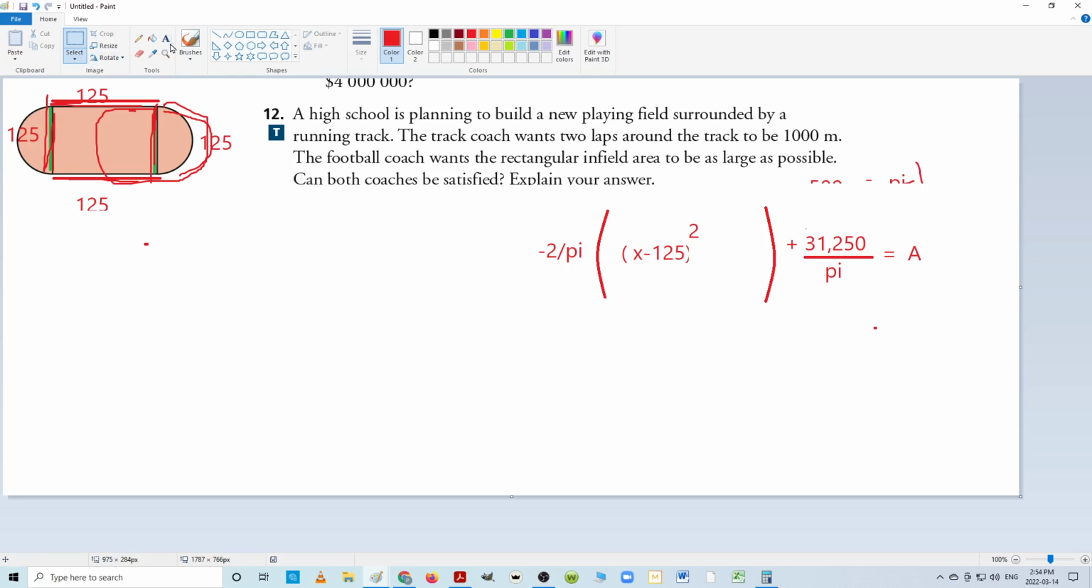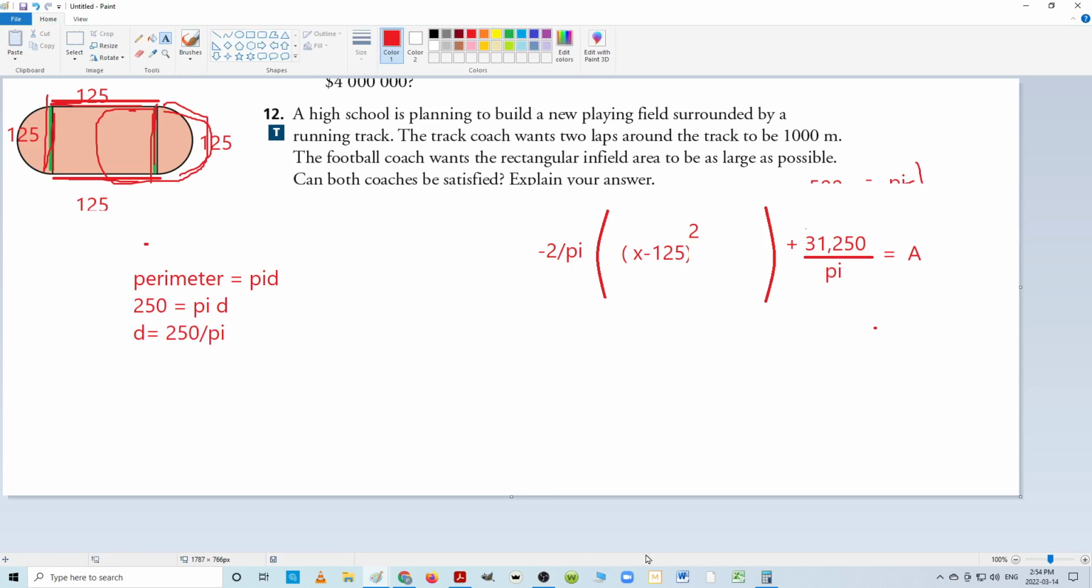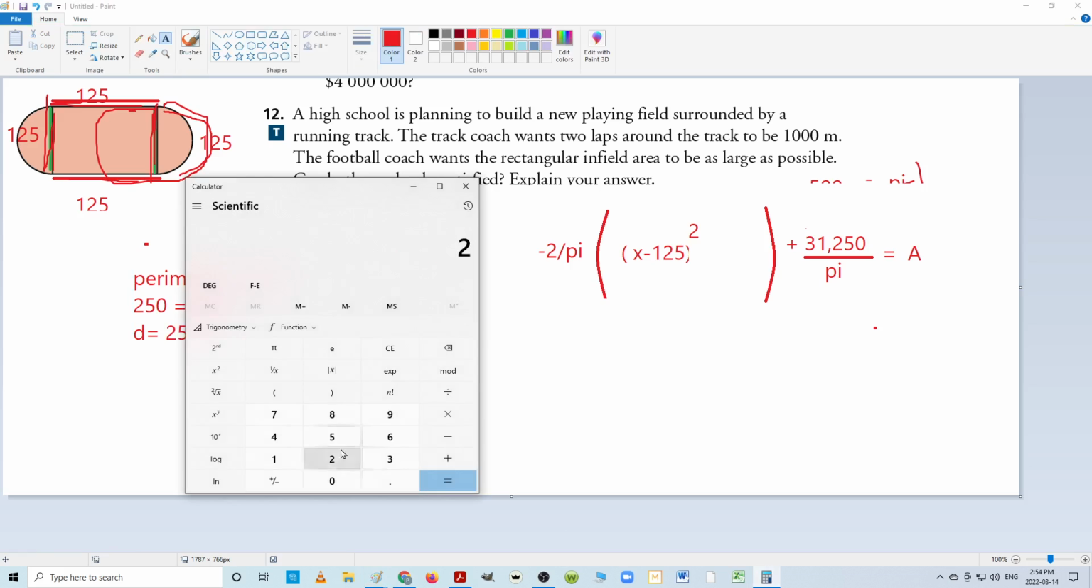Now that I know x, the perimeter of that circle is going to be equal to pi times the diameter. Well, I know the perimeter is 250. So 250 equals pi times the diameter. So the diameter, the y value of this thing, is going to be 250 over pi. Now you could answer that just like that, but if you do want to know what 250 over pi is, it's going to be this.